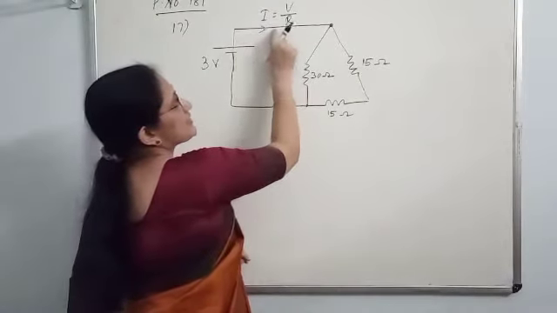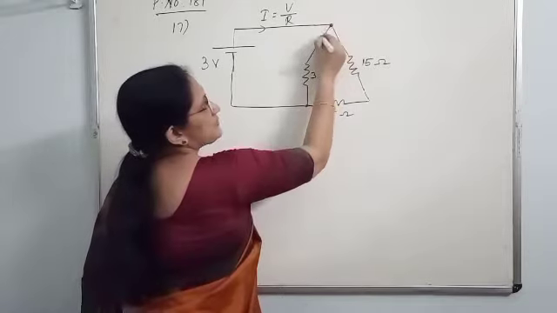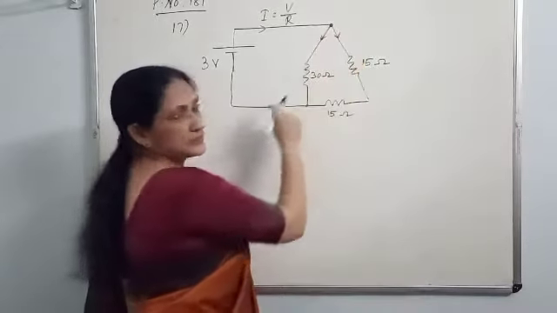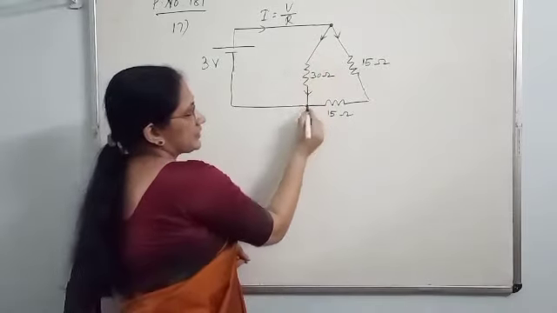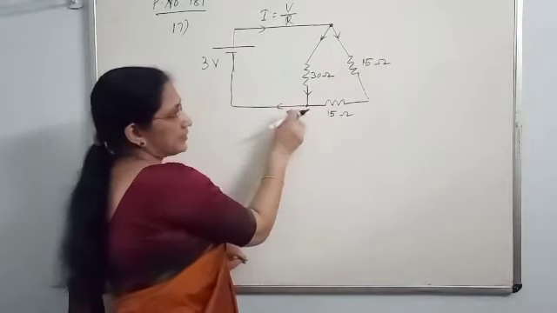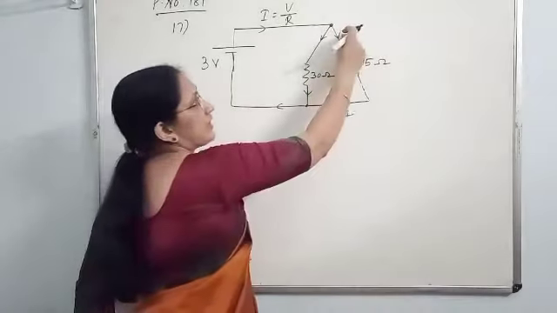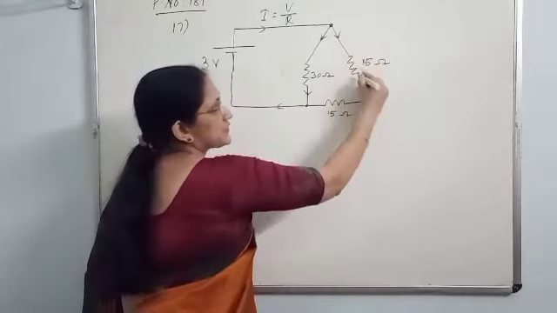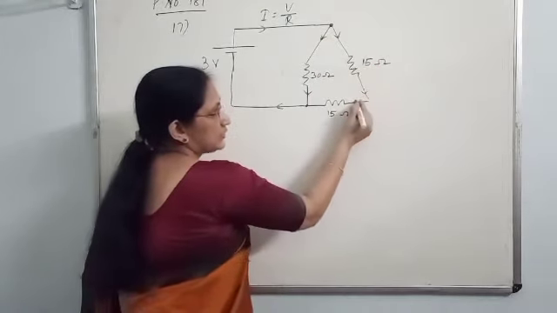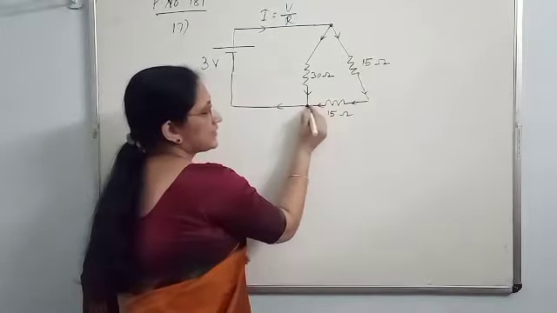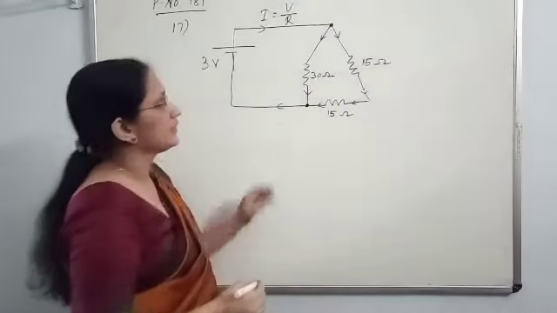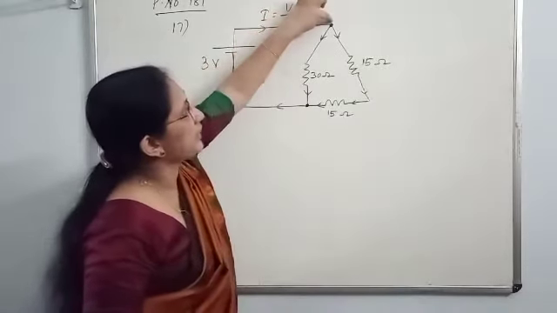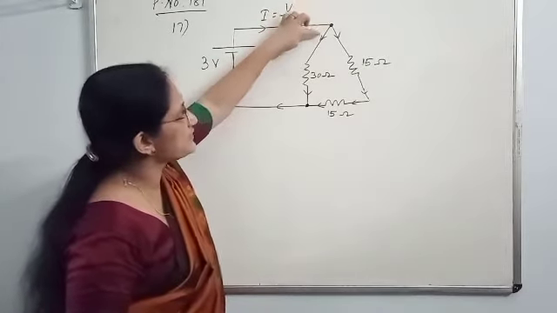When current reaches this point, it splits in 2 parts. One part I1 will flow in this way and reaches here and joins with this path. The current in this branch flows through this resistor first, then through this resistor and reaches here. That means these are the 2 common terminals.